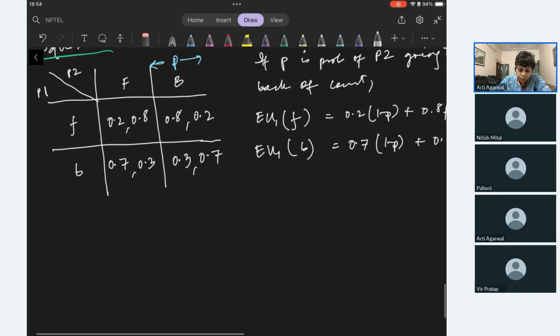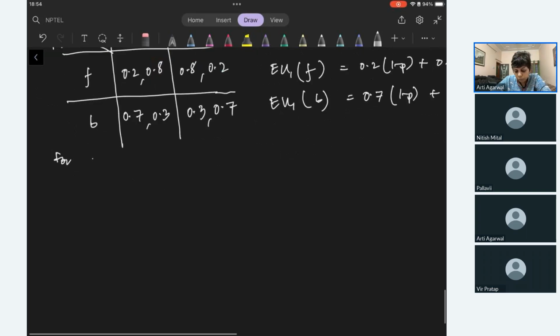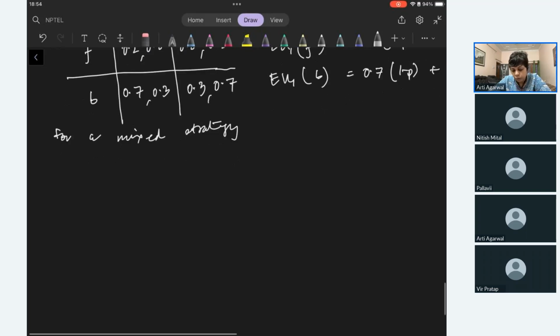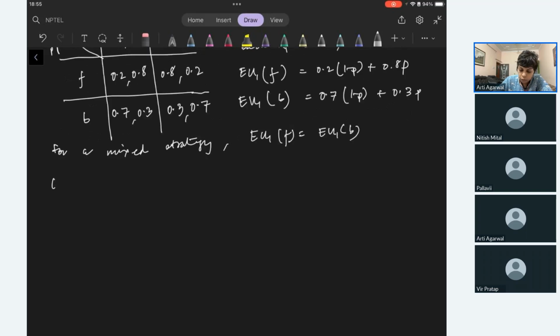Now, for a mixed strategy, at some probability P of the other guy, suppose I'm playing against somebody and I am just trying to calculate at what probability of the other guy going to the front or back, I'm indifferent between hitting to the front or back. That is what we want to find out. For a mixed strategy, EU1 of f is equal to EU1 of small b. Okay, so I'm going to equate these two equations now, or let me simplify it first.